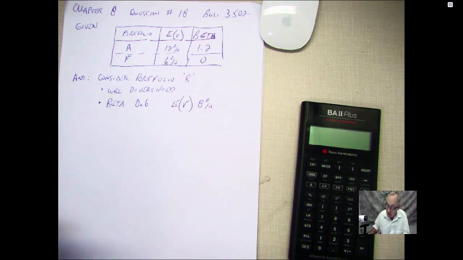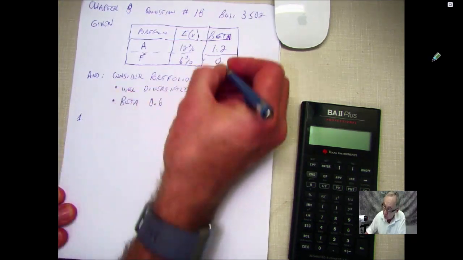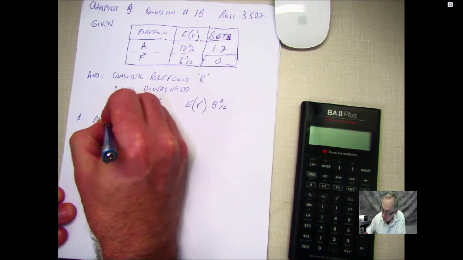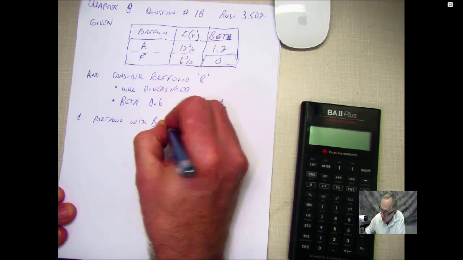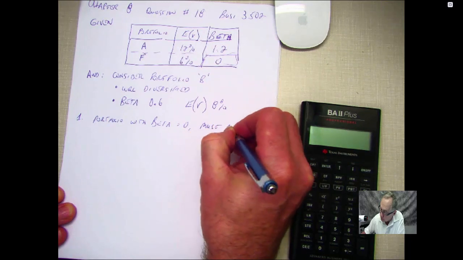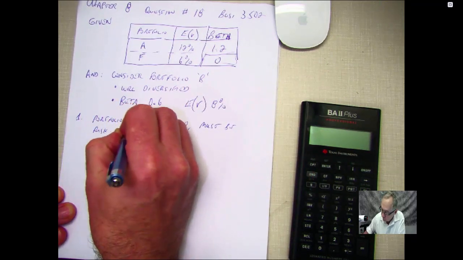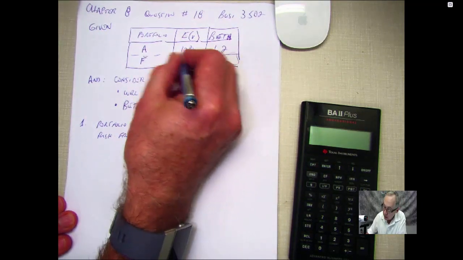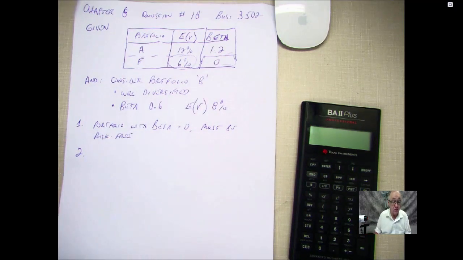Okay, well, some things to take out of the information that's given. First, the portfolio with beta equals 0 must be risk-free, because it has no volatility, no change. So this would be the risk-free asset in our equations.